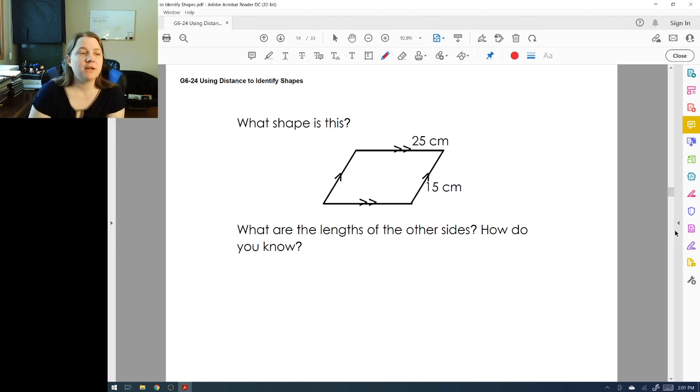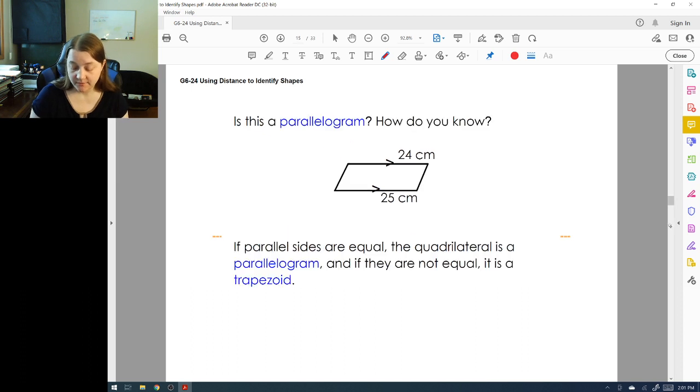When we look at this shape and we try to identify what it is, we can see that it has 2 sets of parallel sides, which means that this shape is a parallelogram. Because both sets of sides are exactly parallel, I know that because this is 25, this side's 25. Because this side is 15, this side is 15.